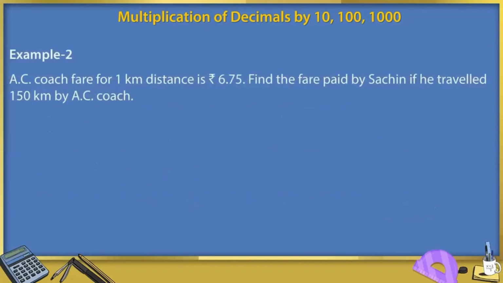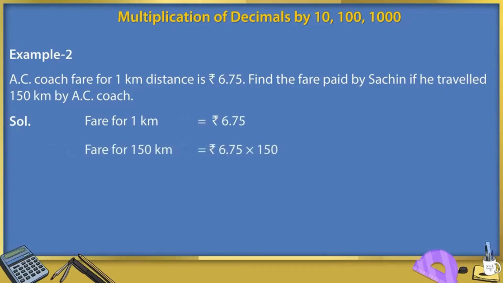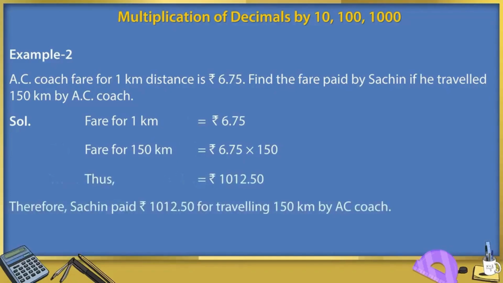Example 2. AC coach fare for 1 kilometer distance is rupees 6.75. Find the fare paid by Sachin if he travelled 150 km by AC coach. Solution. Fare for 1 kilometer is equal to rupees 6.75. Fare for 150 km is equal to rupees 6.75 into 150. Thus, rupees 1012.50. Therefore, Sachin paid rupees 1012.50 for travelling 150 km by AC coach.